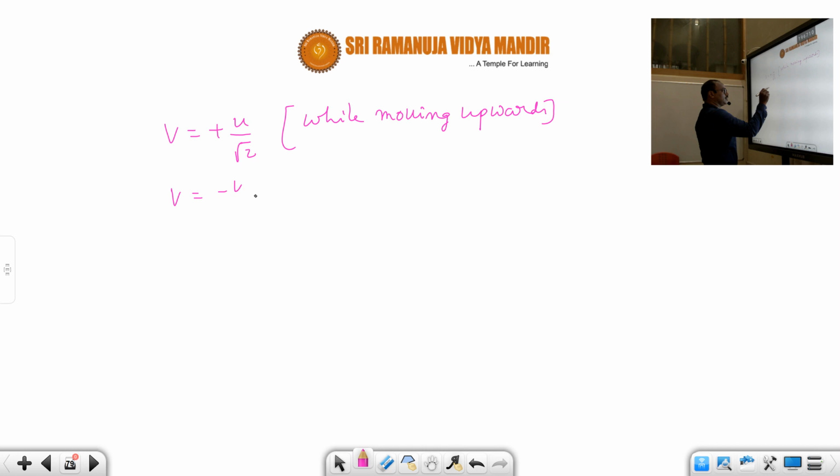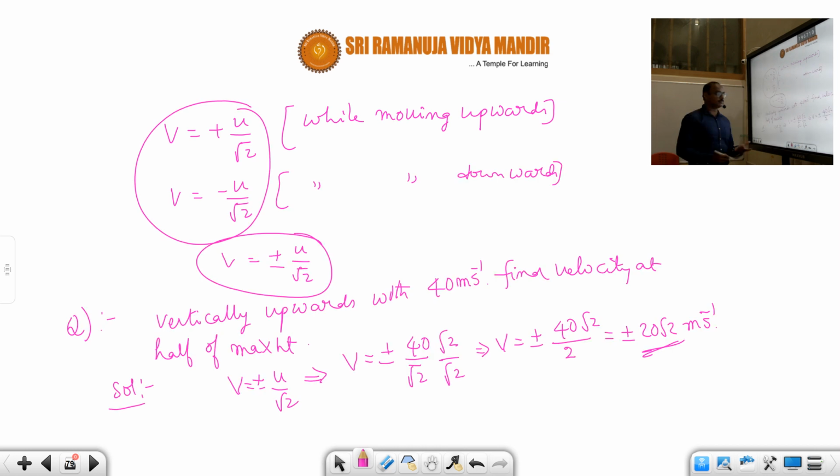Again, if you want to further simplify this, multiply and divide with root 2. That equals v equal to plus or minus 40 into root 2 by 2, since root 2 into root 2 equals 2. That equals plus or minus 20 into root 2 meter per second. This is how we can calculate the velocity of an object at half of the maximum height. This is the constant value for a vertically projected object. Remember, for a vertically projected object.